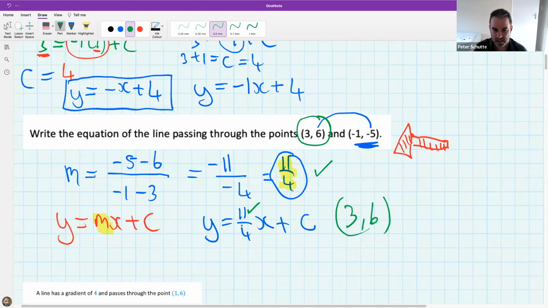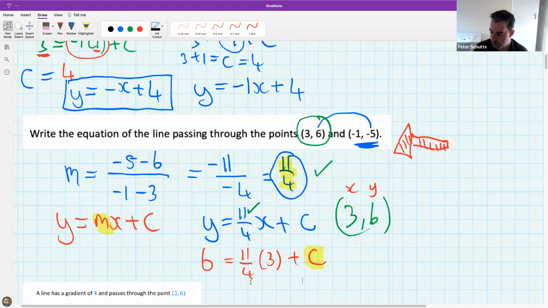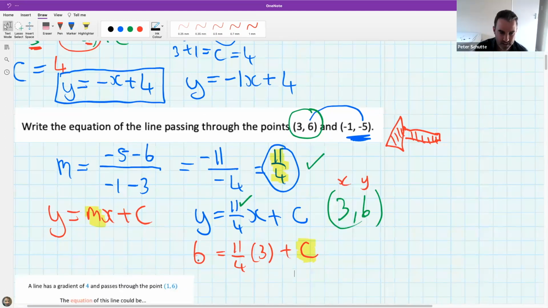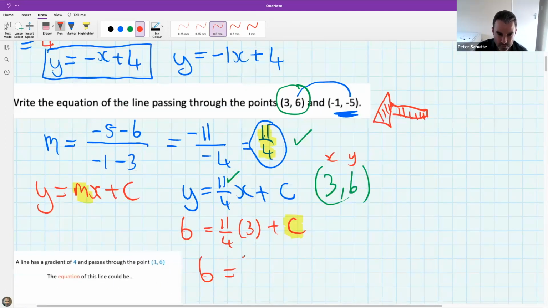So where the Y is, I'm going to put a 6. And here's an X. So it equals 11 over 4 times 3 plus C. And now I want to get my C by itself. So how do I get that by itself? I suppose I need to get 6 equals, I could use my calculator, but I should get 33 over 4. So I just multiplied that 3 and 11 over 4 together.